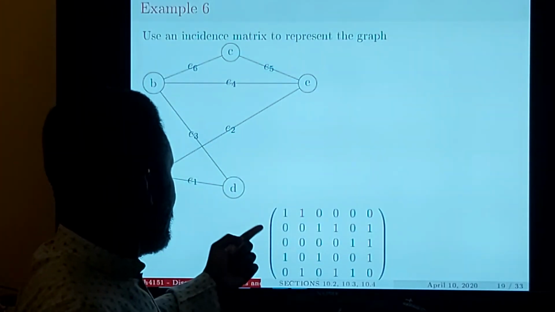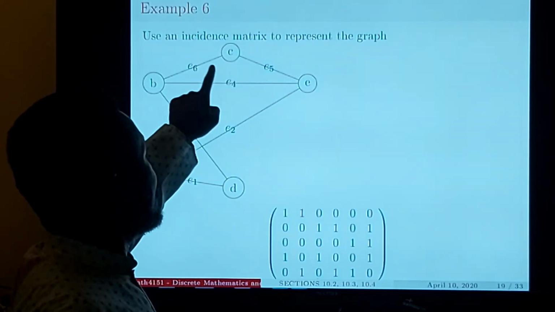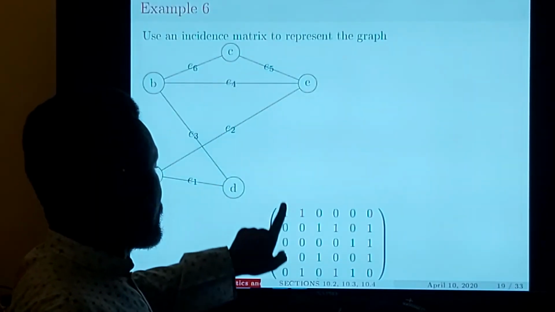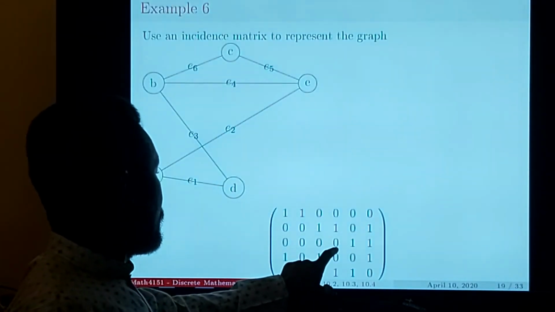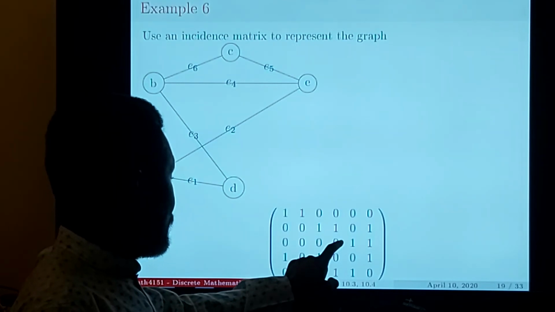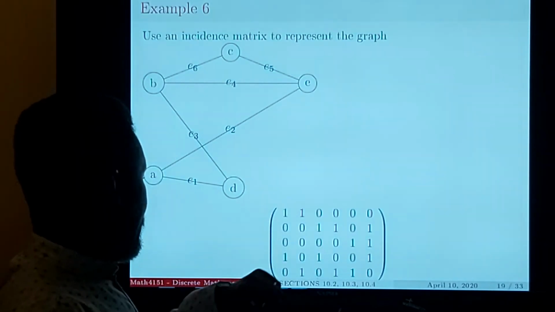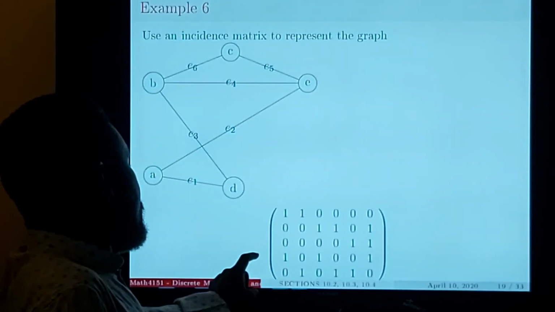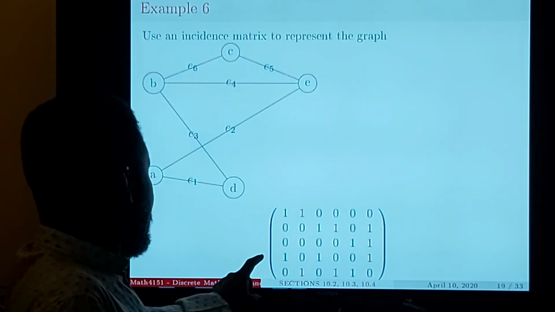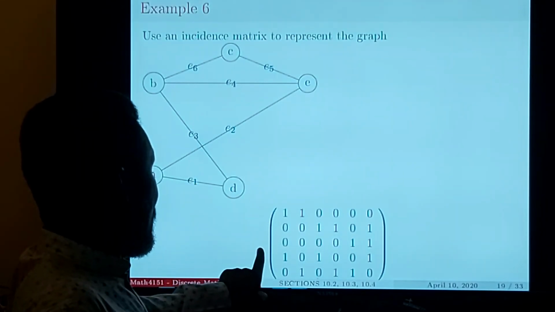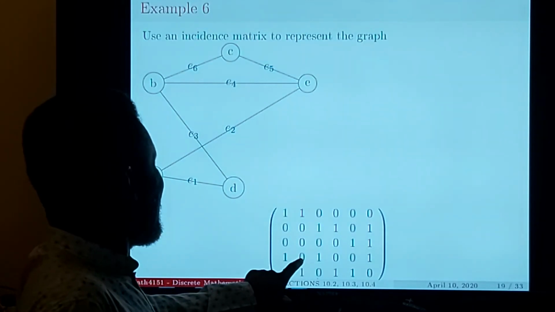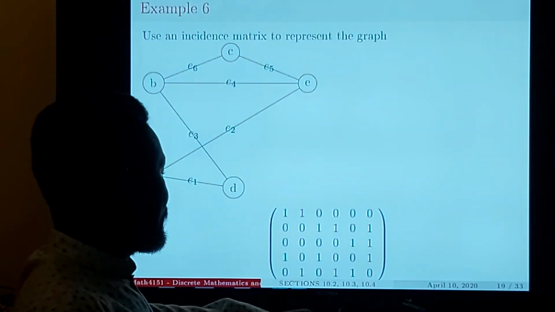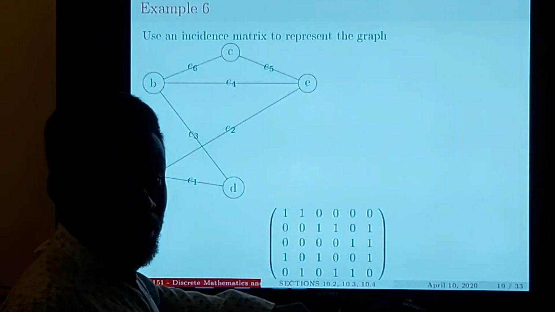And so on. C is only incident to E4, E5, E6, so 0, 0, 0, and then this should be 1, 1, 1, by the way. Next, D. For D, it's just E1 and E3. So you have E1 and E3. The rest are zeros. This matrix is not correct. I will correct it in the next slide.